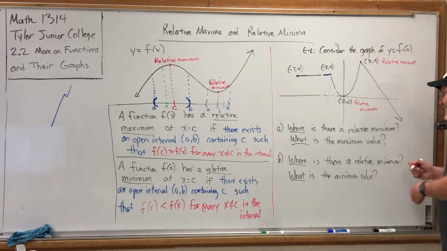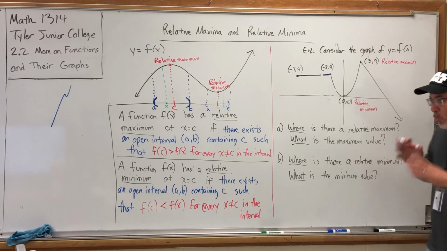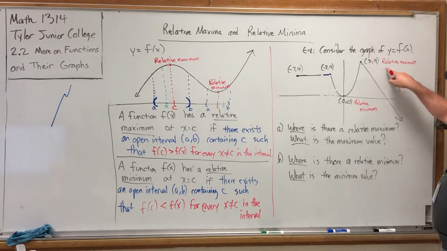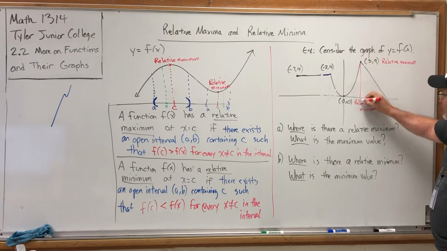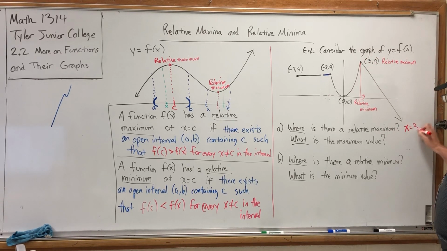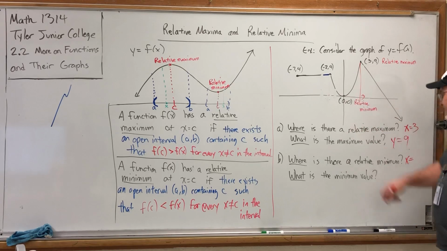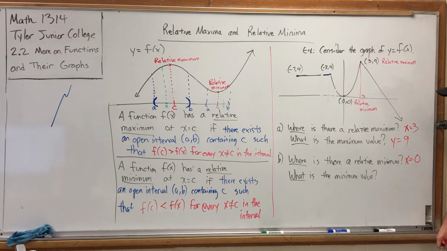Where is there a relative maximum? In this context, where is an x question. This relative maximum occurs at x equals 3. What is the maximum value there? Again, as an adjective, maximum is describing the y value. The maximum y value there is y equals 9. Where is there a relative minimum? Again, where is asking at what x? This minimum is at x equals 0. What is the minimum value? That's asking the minimum y value, and at that point, y is also equal to 0.